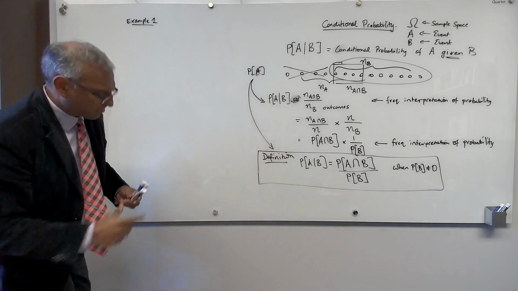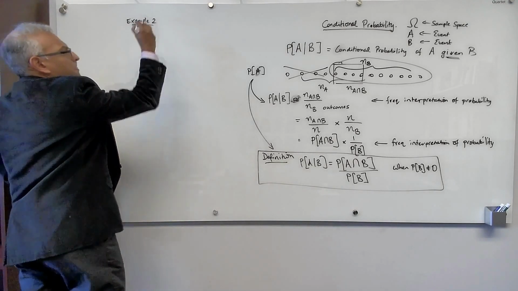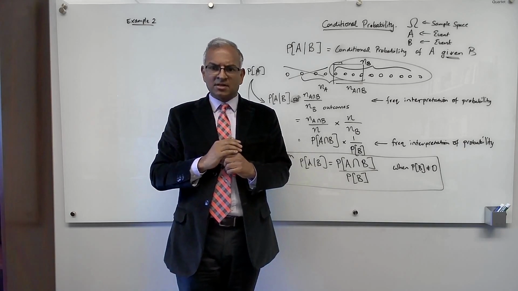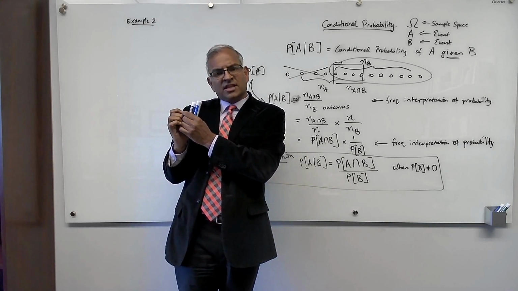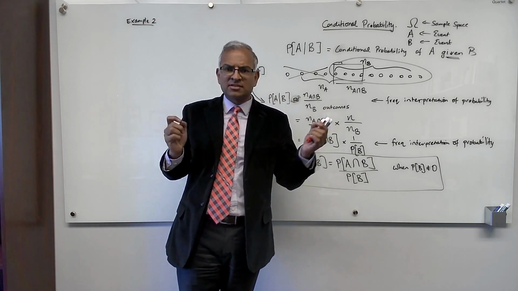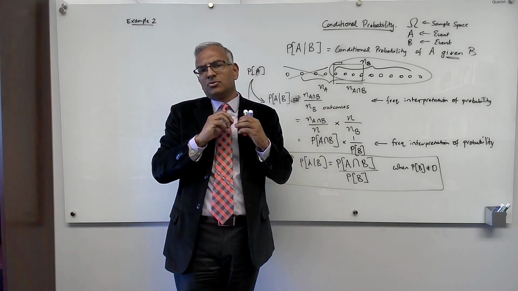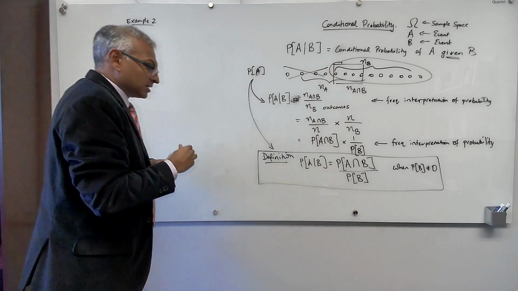Example 2. Roll a pair of dice. Okay, so now let's think about the outcomes. The first die can be 1, 2, 3, 4 up to 6. The second die can be 1, 2, 3, 4 up to 6. So a useful, convenient way to represent the outcomes is using a grid.